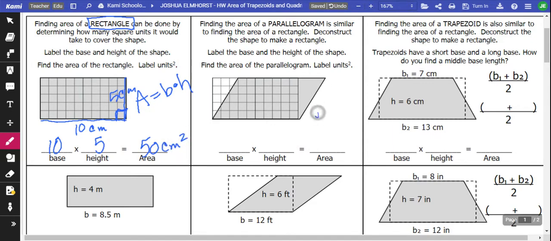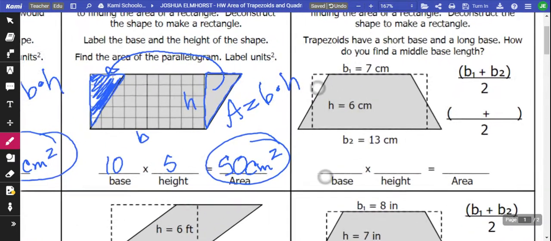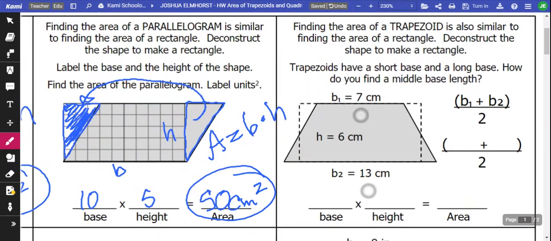Okay, parallelograms, we're actually going to use the same formula, area equals base times height, and that's because any parallelogram, we could cut off the triangular corner, flip it to the other side, and that would give us an equivalent rectangle with the same base and same height. So this would be 10 times 5, and we would end up with the same area of 50 centimeters squared.